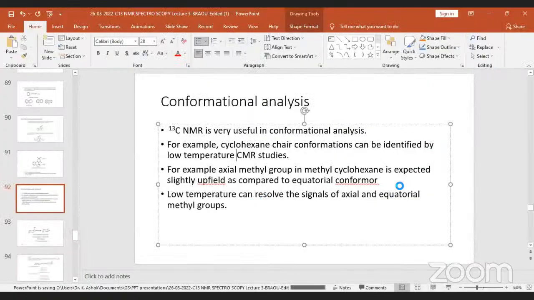Low temperature NMR studies. Because in cyclohexane, for example methylcyclohexane, the axial methyl group is expected slightly upfield as compared to the equatorial conformer. But at room temperature, there will be rapid flipping between the axial conformer and the equatorial conformer. But if we carry out low temperature NMR studies, it is possible to resolve the signals of the axial and equatorial methyl groups, thus showing that in cyclohexane there is rapid interconversion between different chair forms.